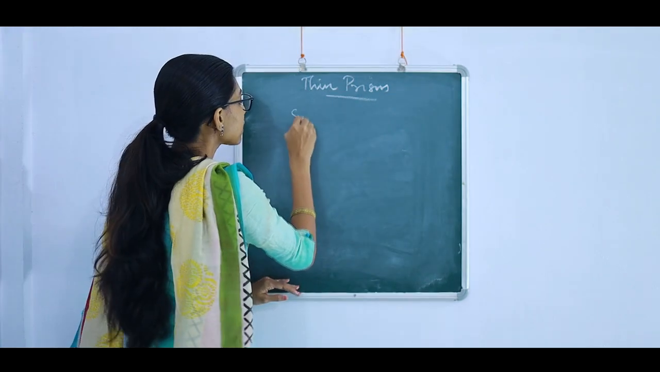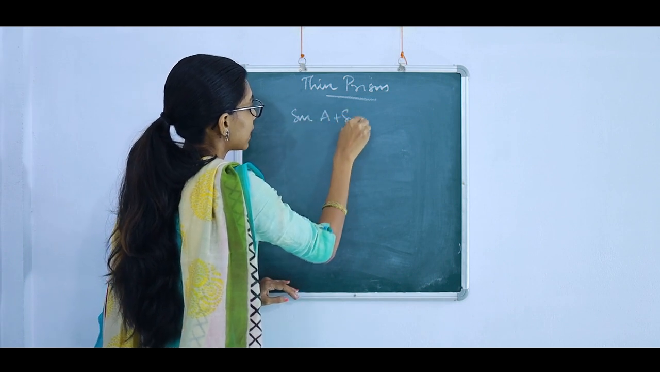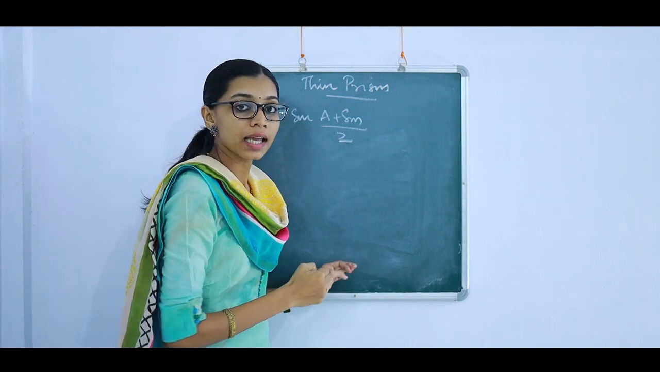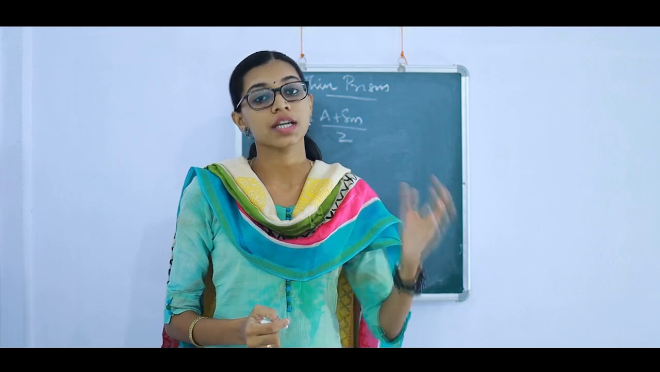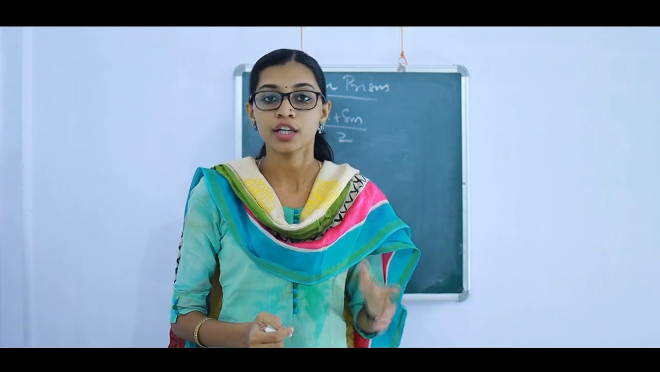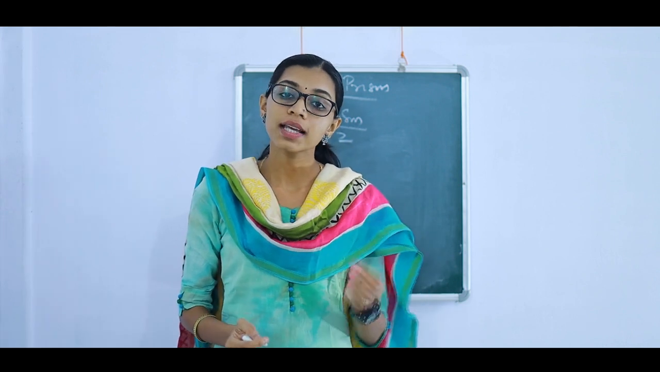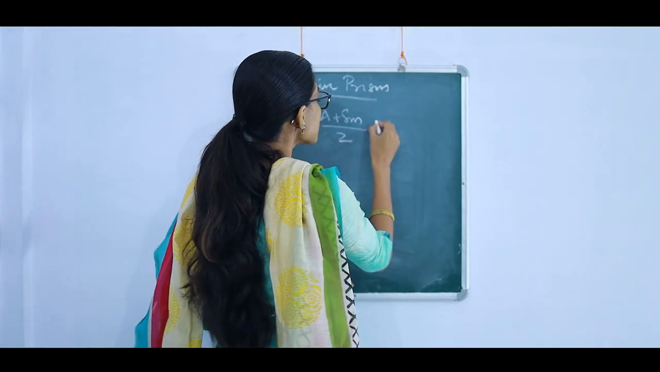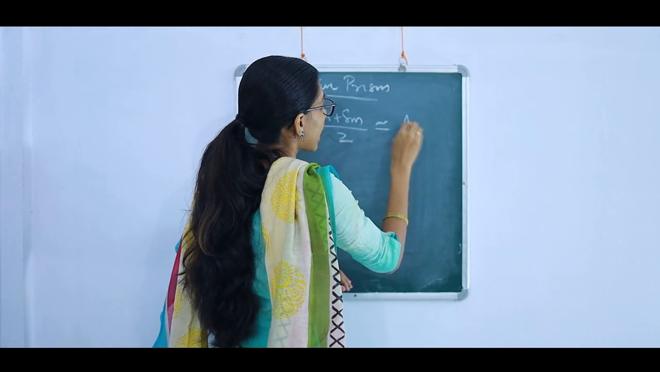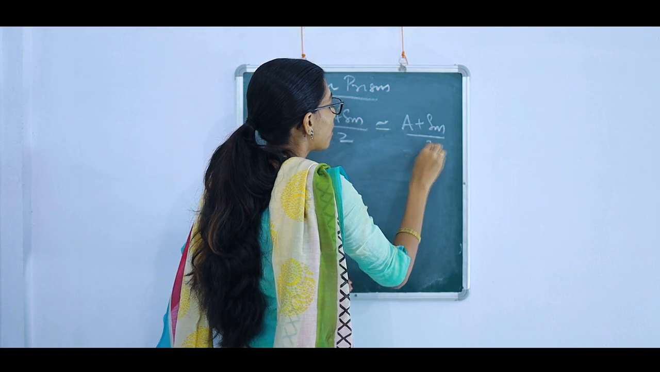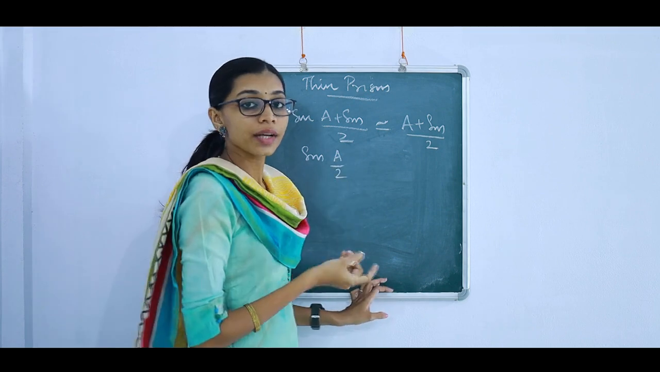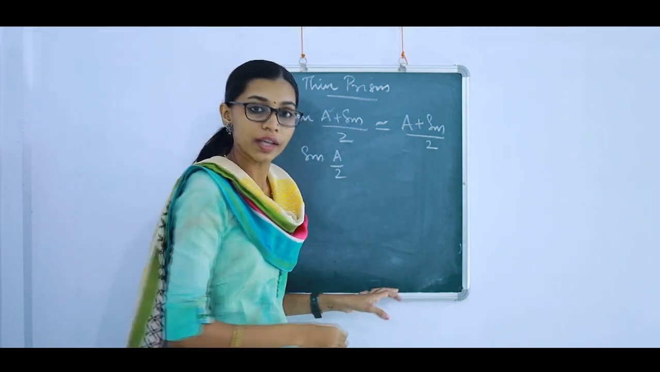So sin of (A plus delta m) by 2, delta m is very small, then you can write this as almost equal to (A plus delta m) by 2. That's an assumption because for very small angles, the sine of an angle can be simply written as the angle itself. So this can be approximately equal to (A plus delta m) by 2, and sin A by 2. Now when I talk about a thin prism, A is very small.